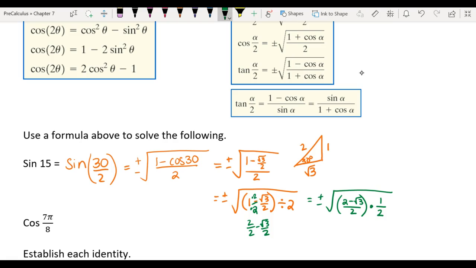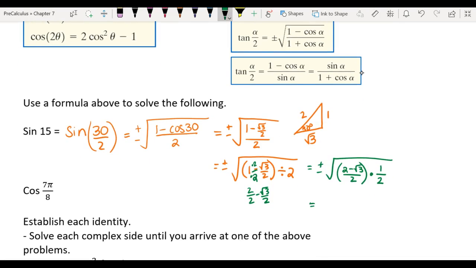Now I did a lot of steps in one jump. Did any of those steps not make sense as I did it in one jump? They're all okay? Okay. All right. So now we have this. We're multiplying these. 2 times 2 is 4. So from this, we have positive and negative square root of 2 minus the square root of 3 over 4.